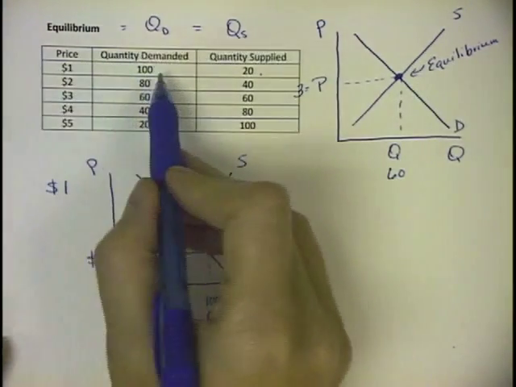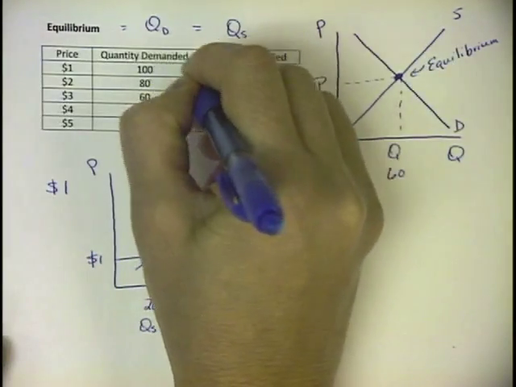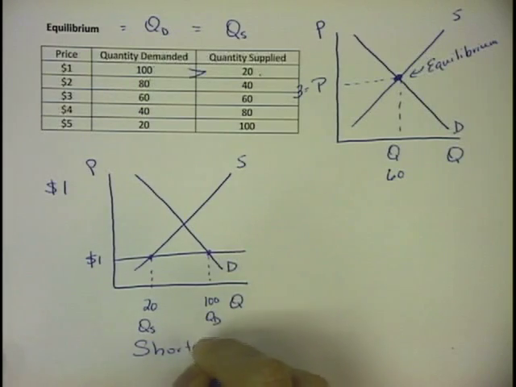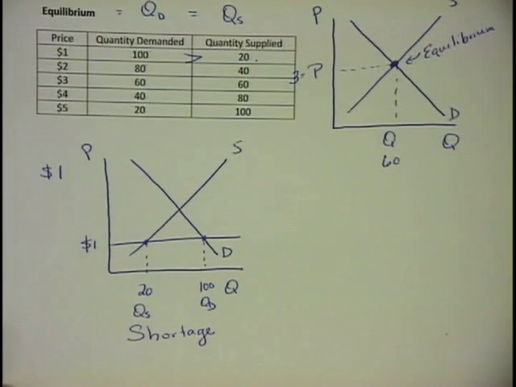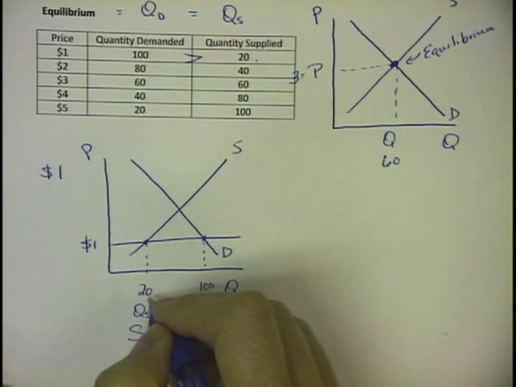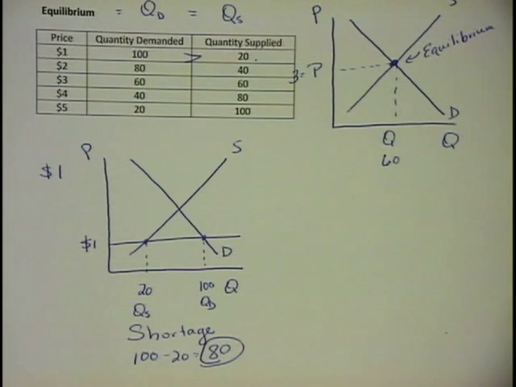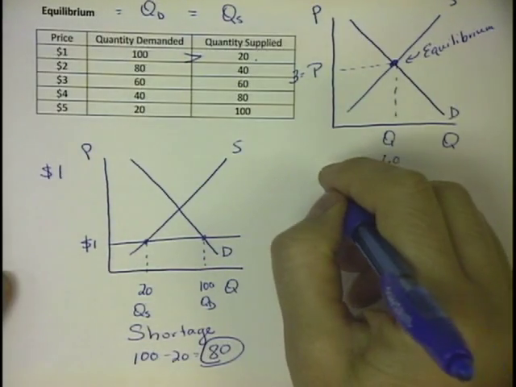So at this price of $1, quantity demanded is greater than quantity supplied. More people are willing to buy than are willing to sell at that price. So this is called a shortage. The magnitude, or the size, of the shortage is the difference between quantity demanded and quantity supplied. So we take 100 minus 20, and the magnitude of the shortage is 80. We know it's a shortage because the quantity demanded, how much people want to buy, is greater than our quantity supplied, which is how much firms want to sell.